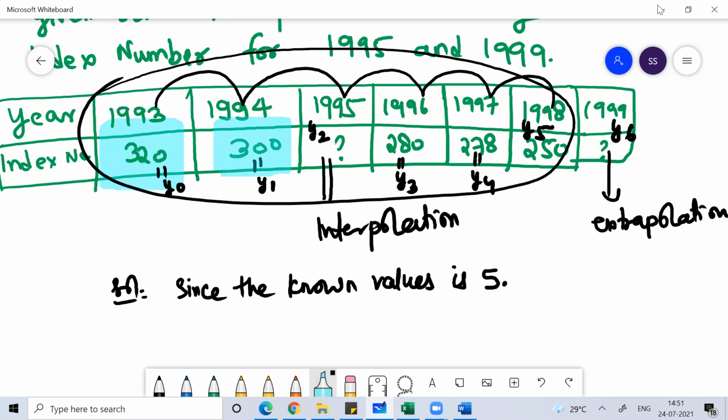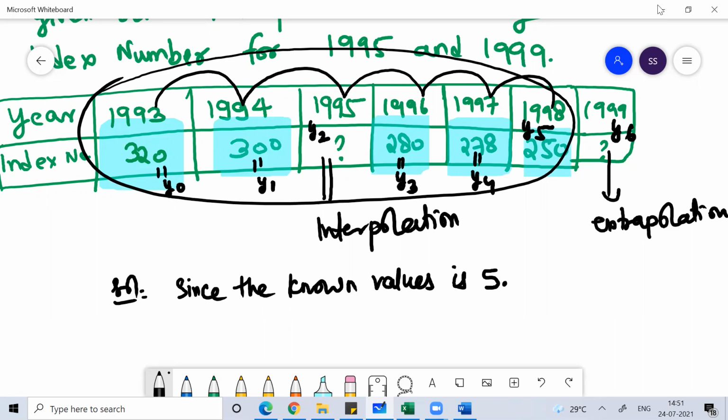This is one known value. This is another known value. This is another known value. This is another known value. This is another known value. Are you getting me? The known value is the variable, the value which is given. Since the known value is 5, why 5 you got? The values y0 is given, y1 is given, y3 given, y4 given, y5 given.